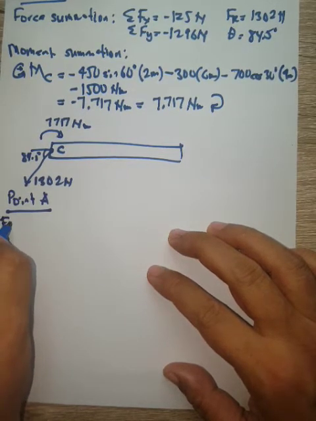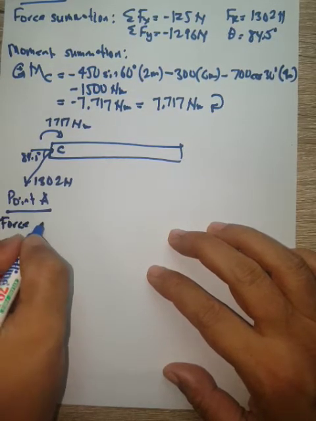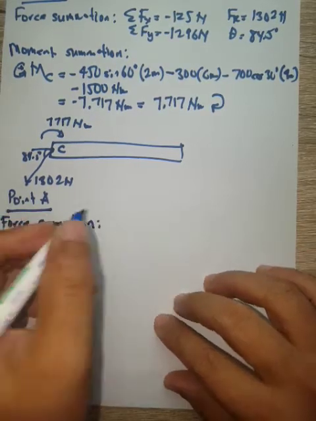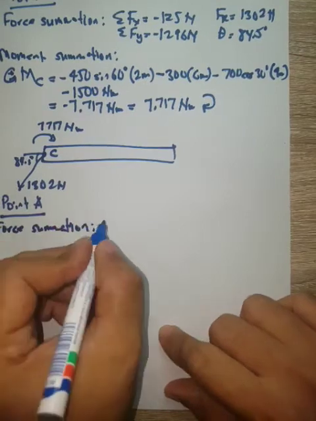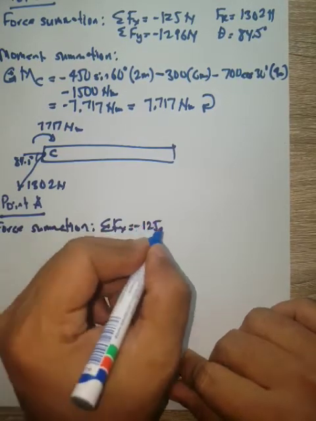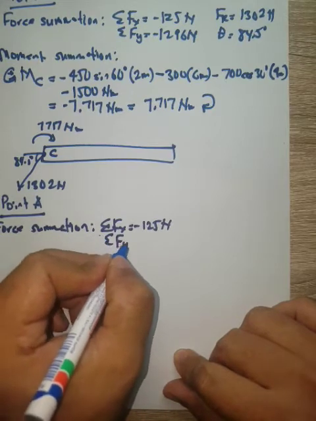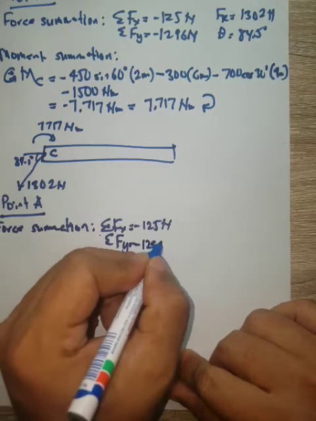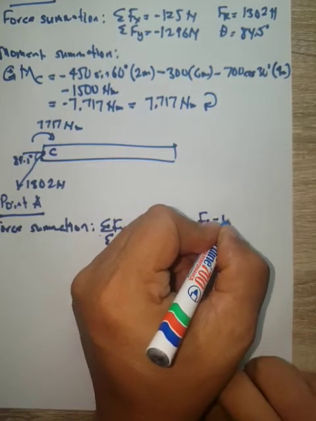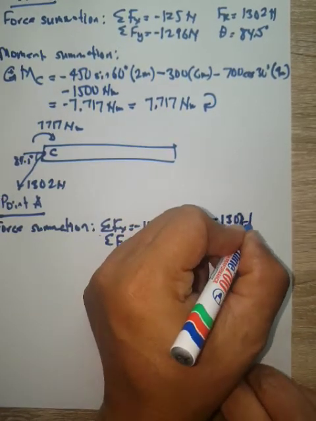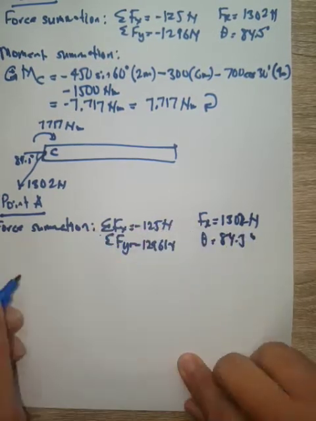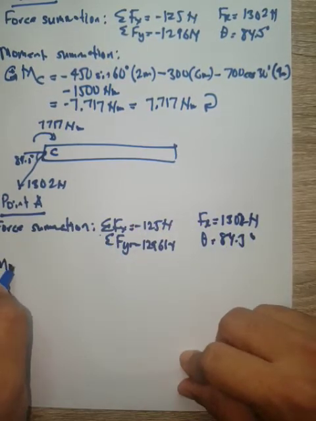So again, get the summation of the forces. Similar to the previous one, we have the total of Fx equal 125 Newton, total of Fy equal 1296 Newton. So the Fr is equal to 1302 Newton, and the direction is 84.5 degree. And then the moment summation here.